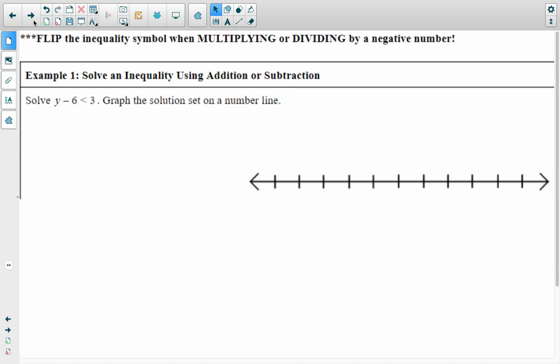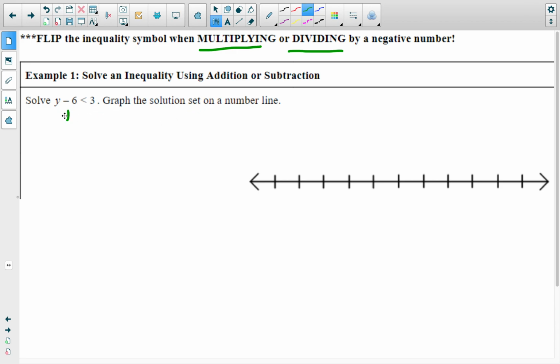One thing we have to keep in mind is we have to flip the inequality symbol whenever we are multiplying or dividing by a negative number, okay? This first example doesn't involve the flipping though, so let's just take a look at it. Solve y minus 6 is less than 3. Graph the solution set on a number line.